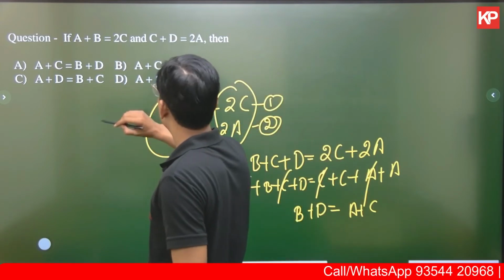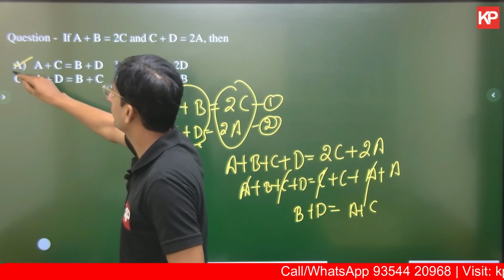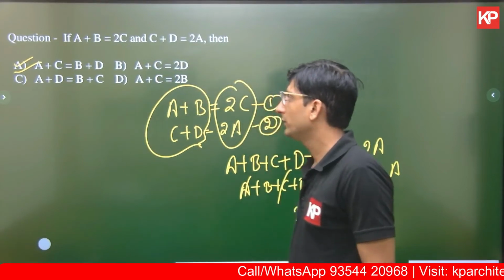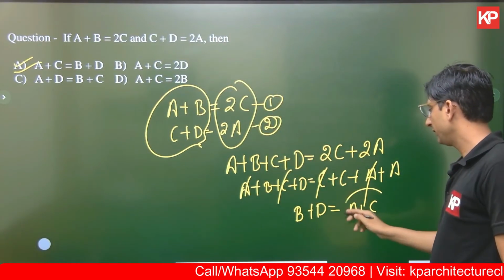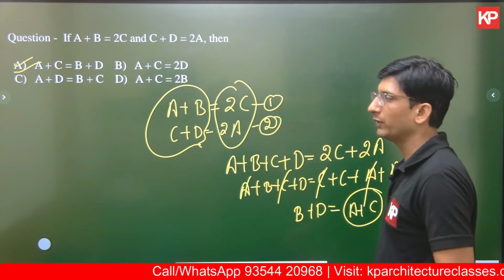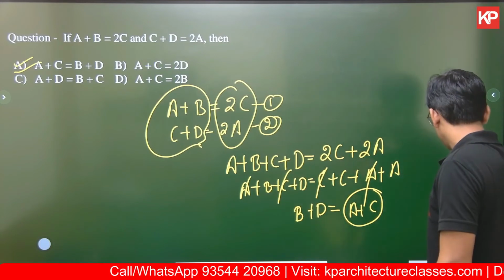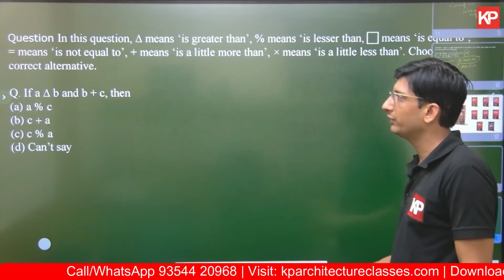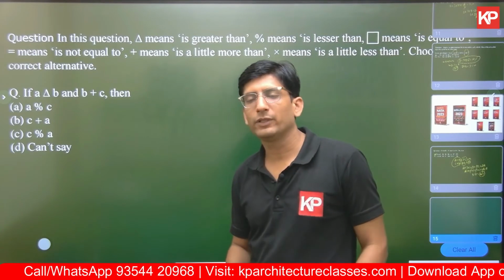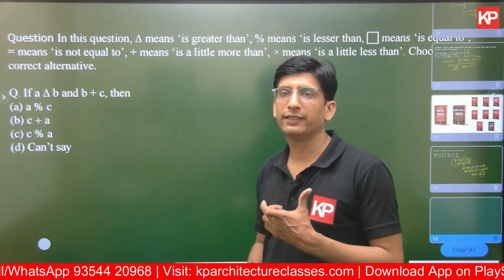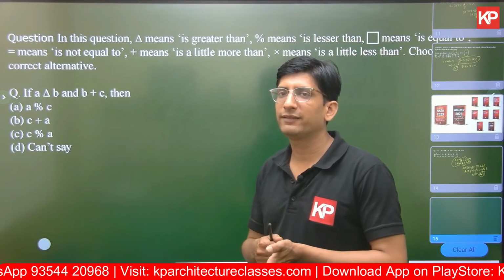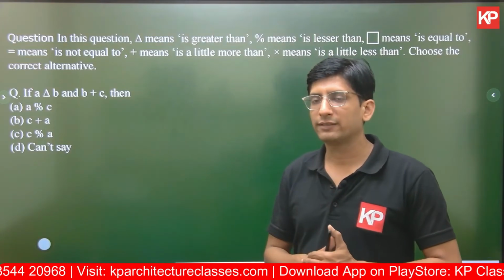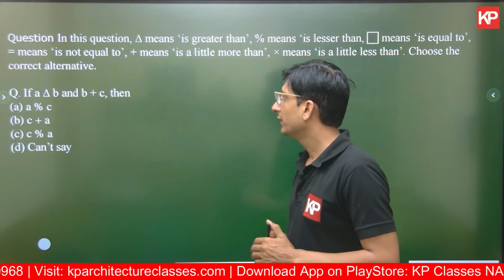So the first option, a plus c is equal to b plus d. This was our final answer. You can get such a type of question as well. Although in your exam the question was direct, a single statement in which you just have to replace the symbols. That was the question asked in the previous year NATA exam.